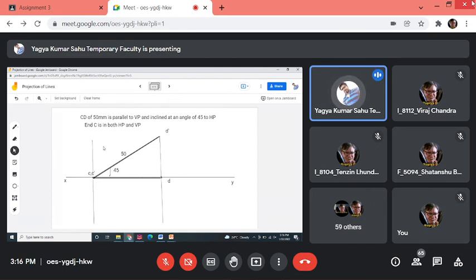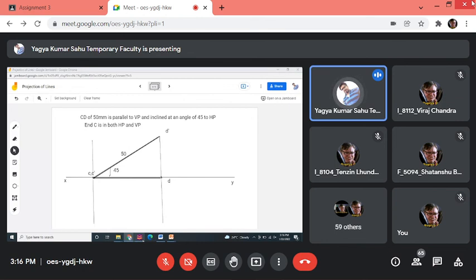Front view is always small letter with single dash, top view always small letter without dash, and side view small letter double dash. These are the standard notation of front view, top view, and side view. You cannot write capital letters for views.